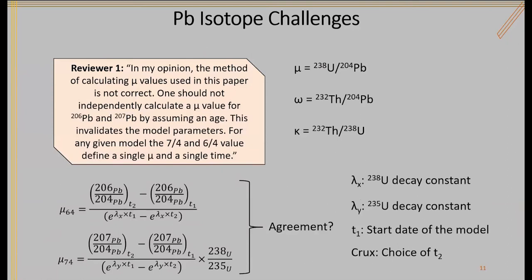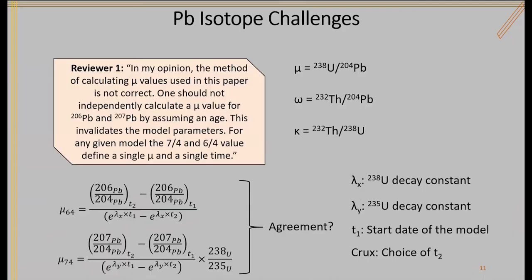One of the most important derivative parameters of the lead isotope system is mu, which is the uranium-lead ratio in the source reservoir. Omega is the thorium-lead ratio, and kappa describes the relationship between thorium and uranium. Now, Reviewer 1 says, "In my opinion, the method of calculating mu values used in this paper is not correct. One should not independently calculate a mu value for 206 and 207 lead by assuming an age. This invalidates the model parameters. For any given model, the 7/4 and 6/4 value define a single mu and a single time."